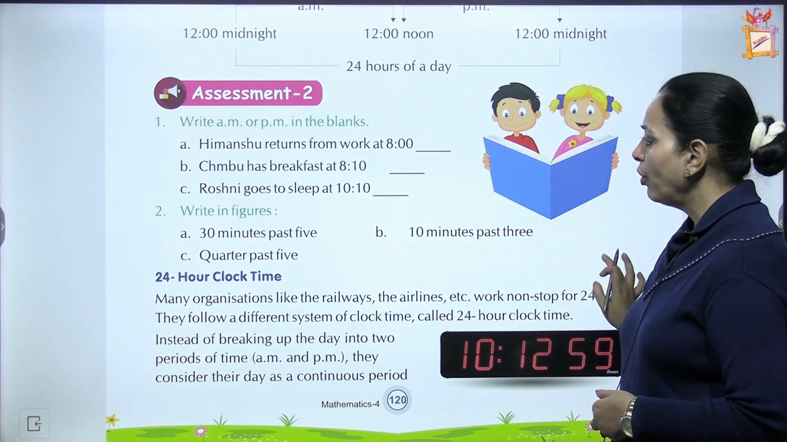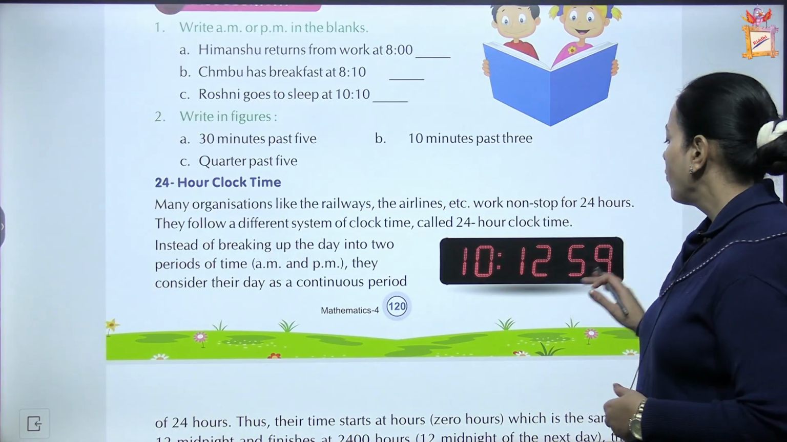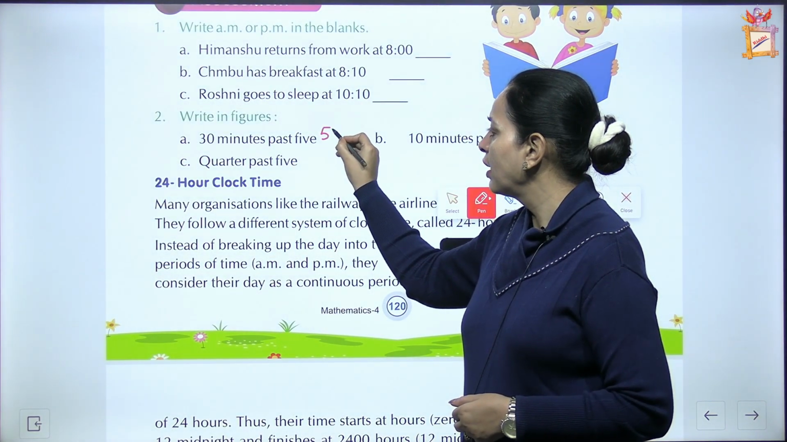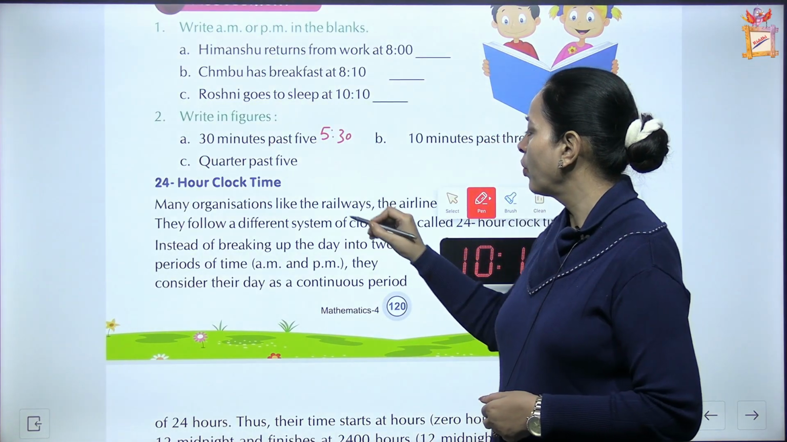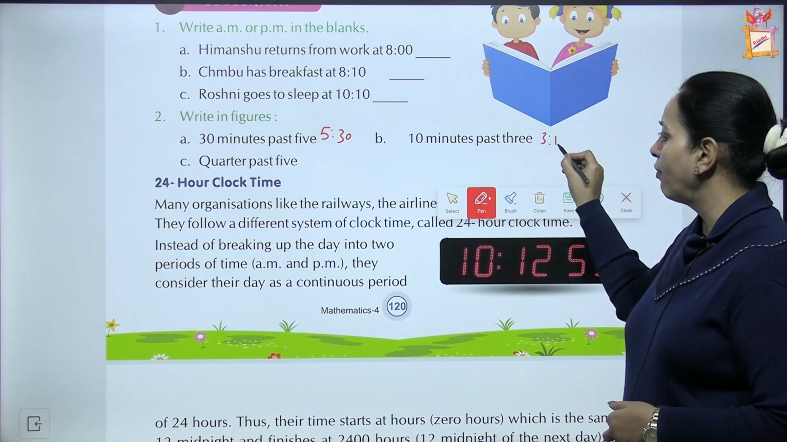Right? The second one, write in figures. A part, 30 minutes past 5, so this is 5:30. Okay, 10 minutes past 3, this is 3:10, right?